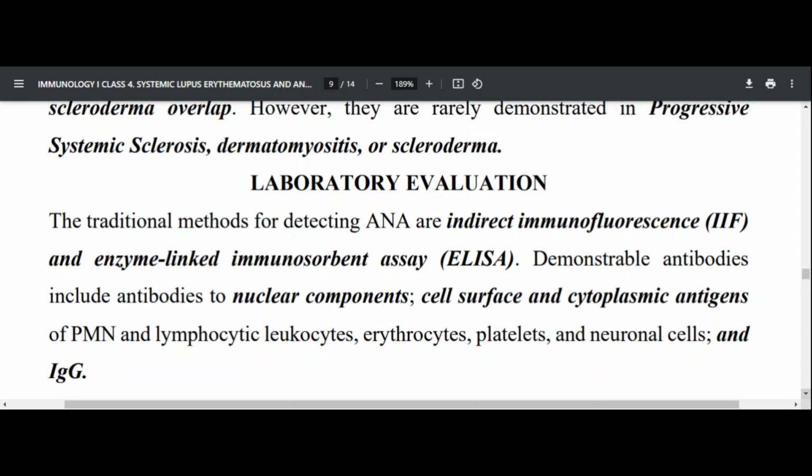Demonstrable antibodies include antibodies against nuclear components, antibodies against the cell surface, and even antibodies against cytoplasmic antigens of some cells, including lymphocytes in their classes, polymorphonuclear cells, more specifically neutrophils, lymphocytic leukocytes, erythrocytes, platelets, and also neuronal cells of the central nervous system, and of course antibodies against immunoglobulin G, so we call them anti-IgG.